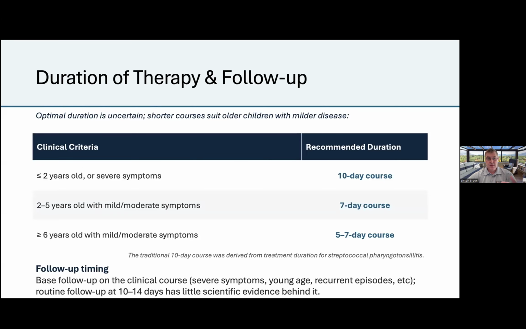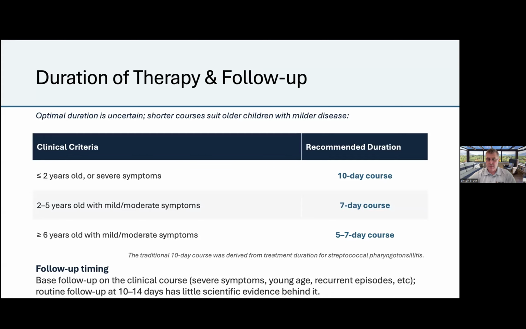Duration of therapy: if they're under 2, give them 10 days. If they're 2 to 5, 7 days. Over 6, a 5 to 7 day course should be sufficient. A bit of interesting knowledge that I learned going through this was that the traditional 10-day course was not based on the study of acute otitis media. It was based on streptococcal pharyngotonsillitis and thus extrapolated to acute otitis media.